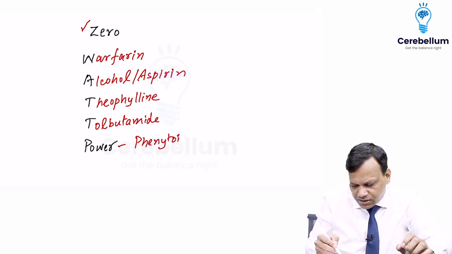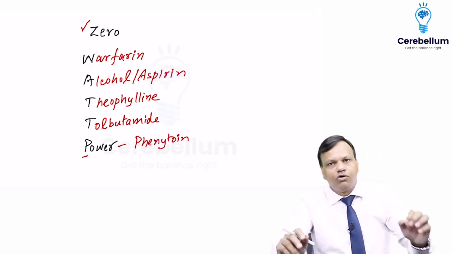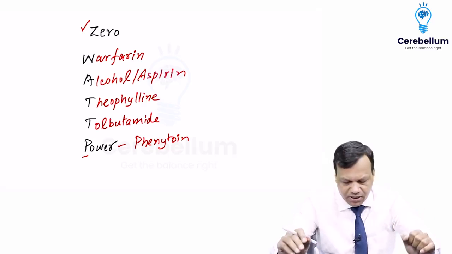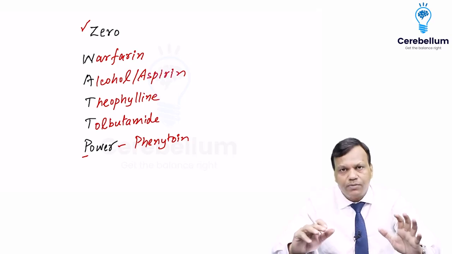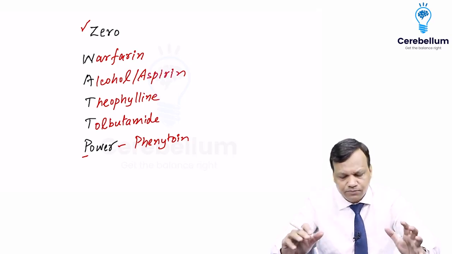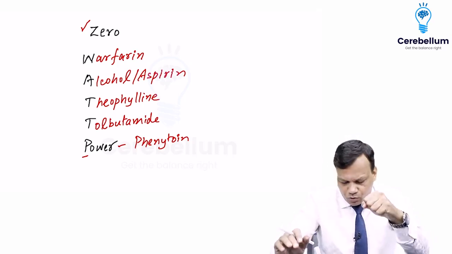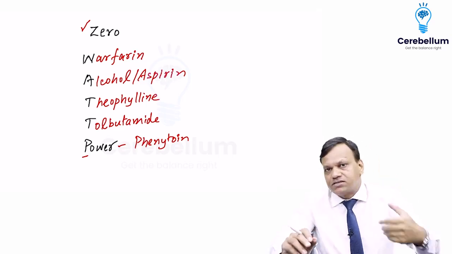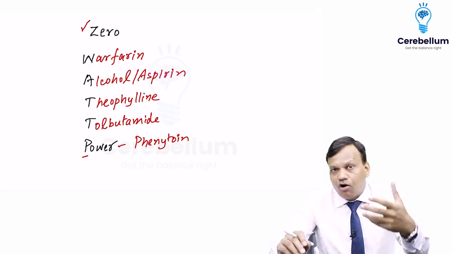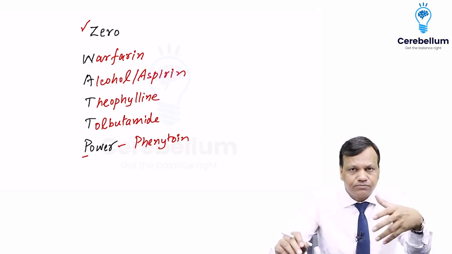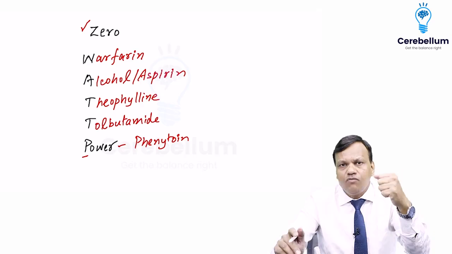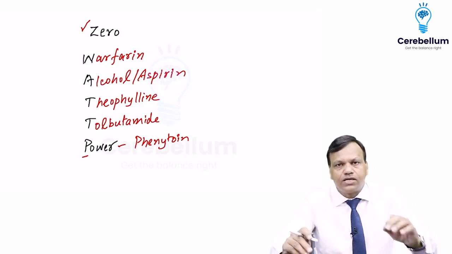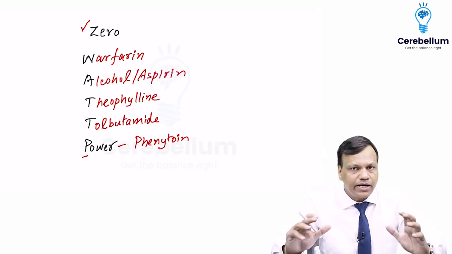So these are the important drugs which follow zero order kinetics: warfarin, alcohol and aspirin, theophylline, tolbutamide, and phenytoin. Okay. Now the most important question is, why do some drugs follow first order kinetics and some drugs follow zero order kinetics? On which factor does it depend? And the second important question: what is the clinical importance, what difference does it make whether a drug follows first order or zero order kinetics?